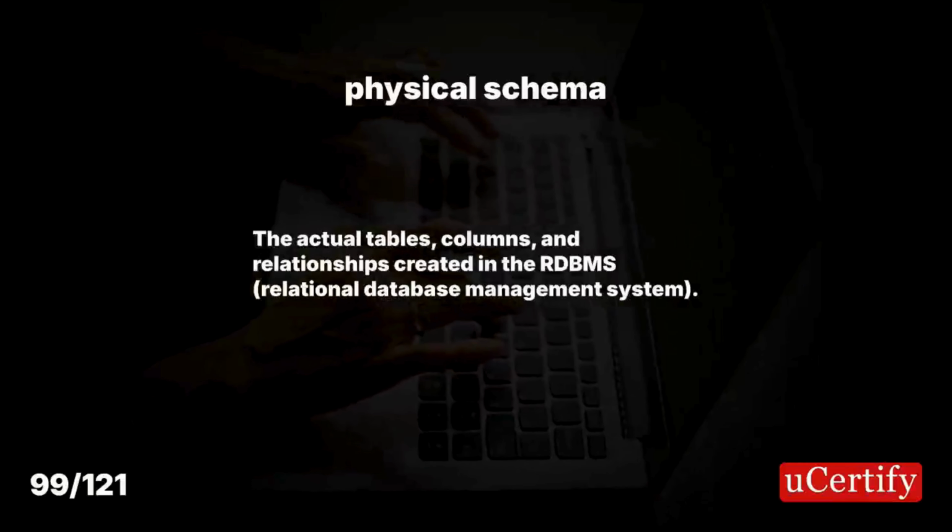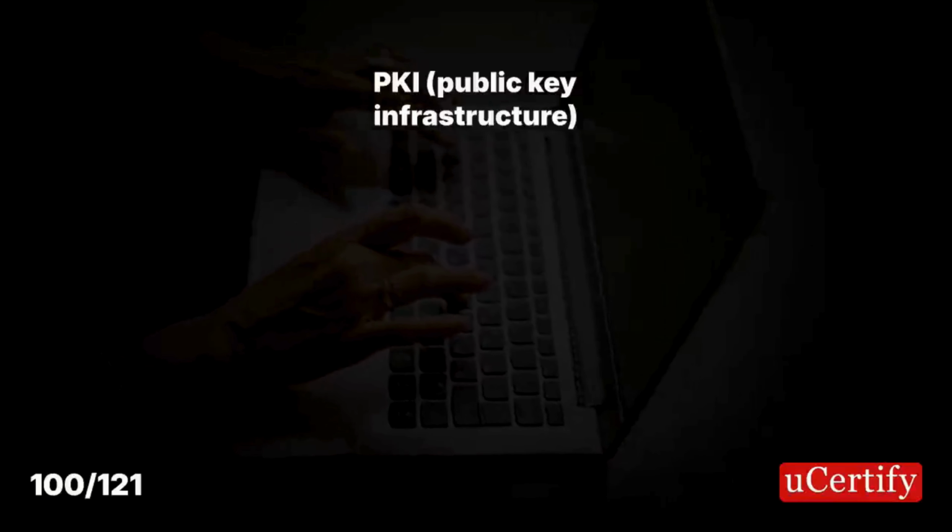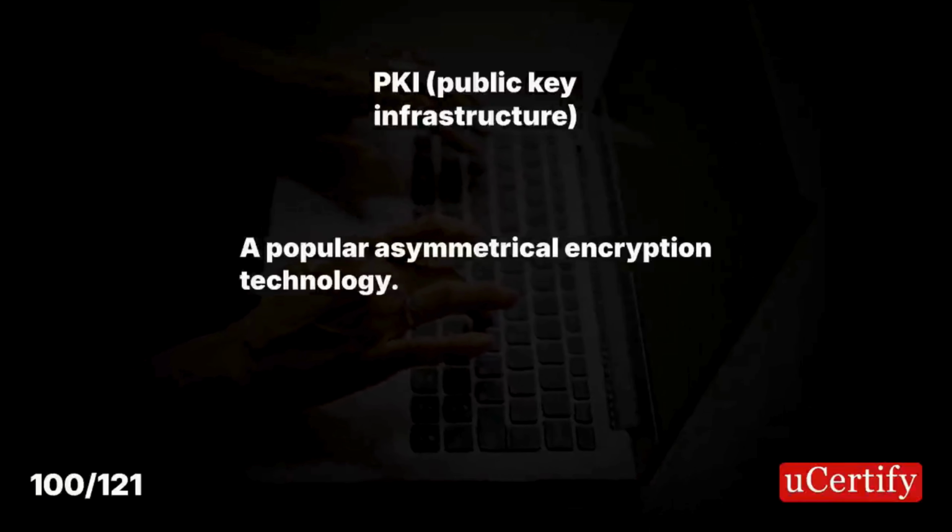Term: physical schema. Definition: the actual tables, columns, and relationships created in the RDBMS, Relational Database Management System. Term: PKI, Public Key Infrastructure. Definition: a popular asymmetrical encryption technology. Term: point stick. Definition: a pointing device that uses a small rubber-tipped stick, usually right in the middle of the G, H, and B keys on the keyboard. Term: pointing device. Definition: a device that allows the cursor to move around the screen and point at desired elements.